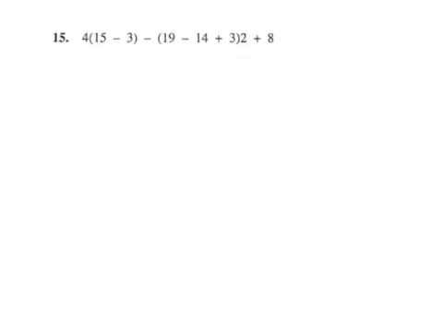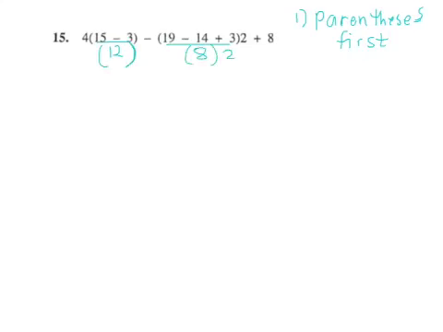Number 15, remember for this one to do parentheses first and then multiply. So 15 minus 3 is 12. Then we have 19 minus 14. Here's another parentheses, which is 5 plus 3 is 8. And that is being multiplied by 2. The 12 is being multiplied by 4. We have a subtraction, and we have an addition. And we still have the next step to do, the multiplying.